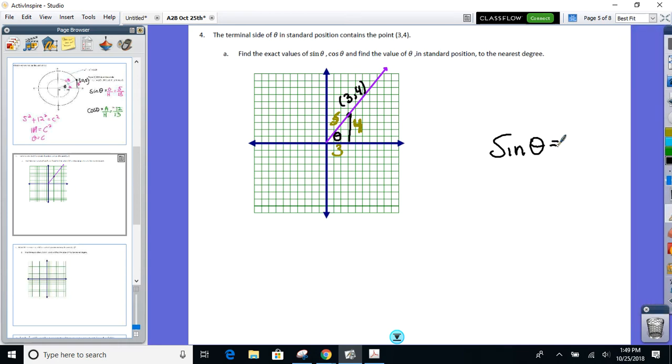Sine, opposite over hypotenuse. Opposite here is 4, hypotenuse 5. Okay, don't want to go too fast. What about cosine? Adjacent side, 3, hypotenuse 5. But now I add in this little extra wrinkle at the end.